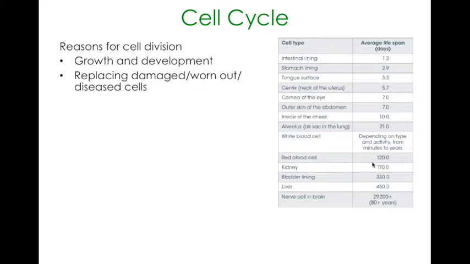Your red blood cells will last 120 days, or roughly 4 months, give or take a couple of days. Then kidneys 170, and right down the bottom, your nerve cells tend to live the longest, typically spanning your entire lifetime, because they form your brain function, memories, and things like that.